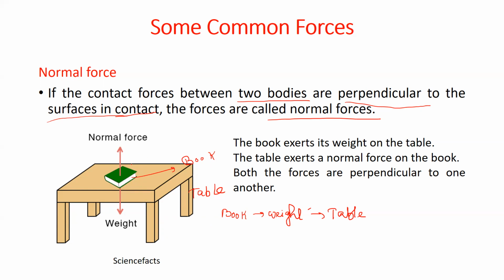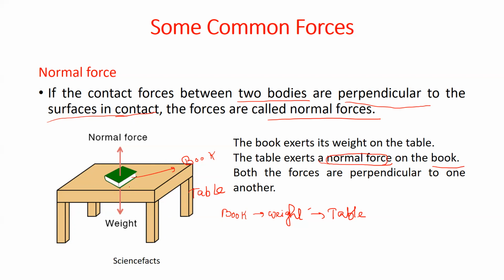One more thing, let me mention here. This is a balanced force. Balanced force means the force which the book applies on the table is equal to the force which the table exerts on the book. Okay, so what force will the table exert on the book? The table exerts a force which is known as the normal force on the book. Okay, the book exerts its weight on the table, and the table exerts a normal force on the book.